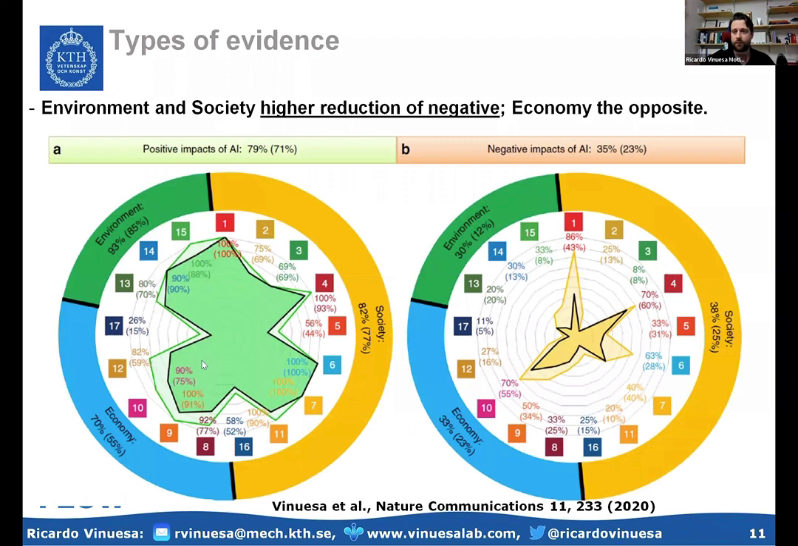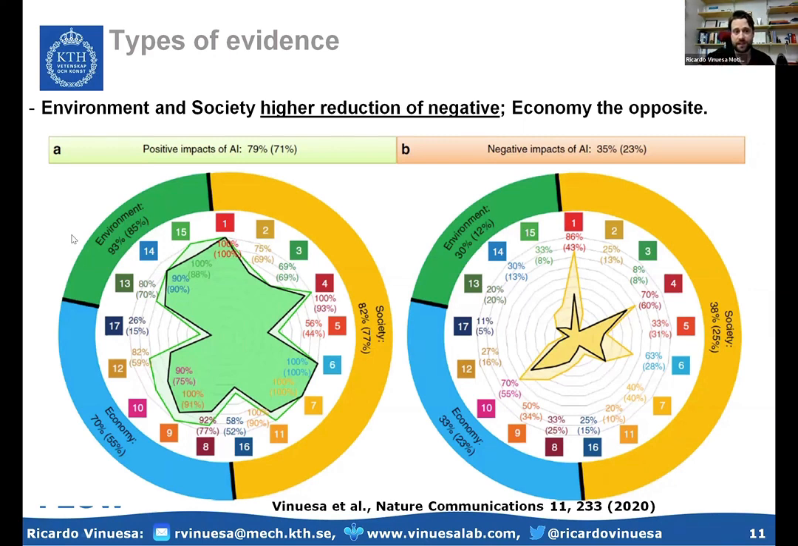And if we go back to this slide, the thicker lines are the ones obtained by taking into account the weighting factors. So we can see that, of course, the thicker lines are smaller or equal than the thin ones, right? And what we can actually see by comparing the thin and the thick ones is how strong is the evidence for positive and negative effects of AI.